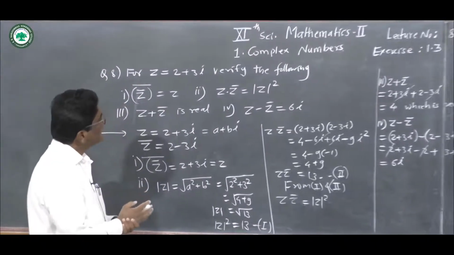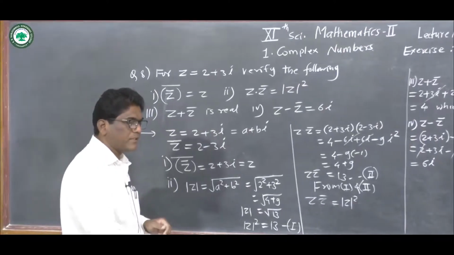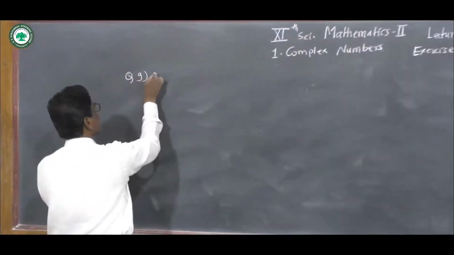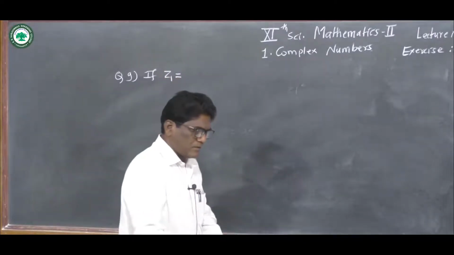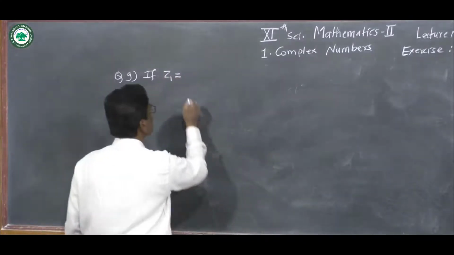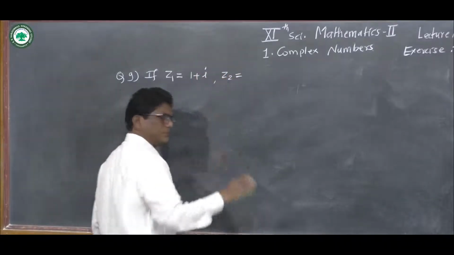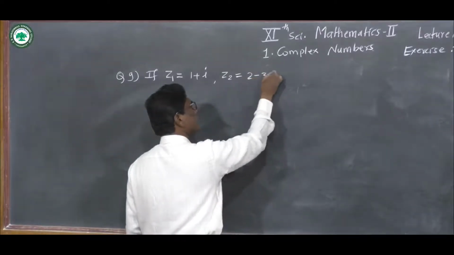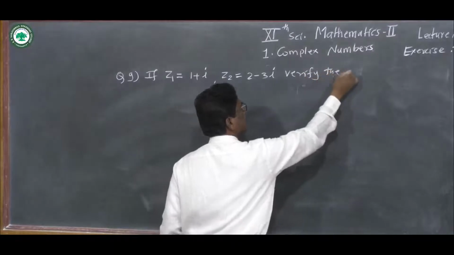Copy this. Now we will see the last question in this exercise, question number 9. If z1 is equal to 1 plus i, z2 is equal to 2 minus 3i, verify the following.